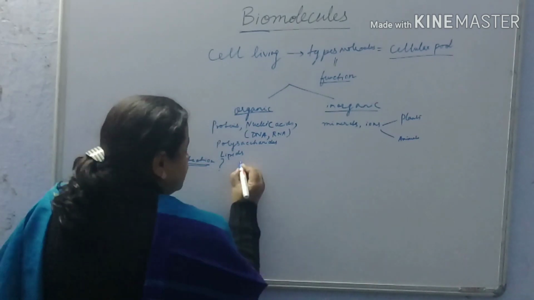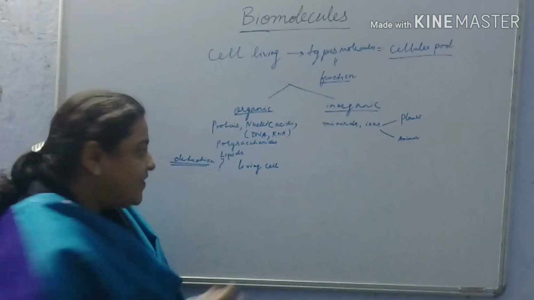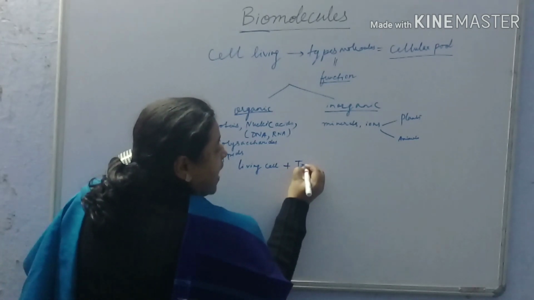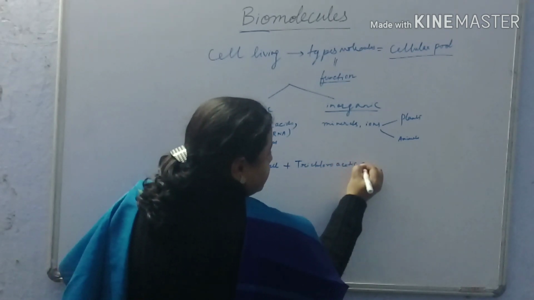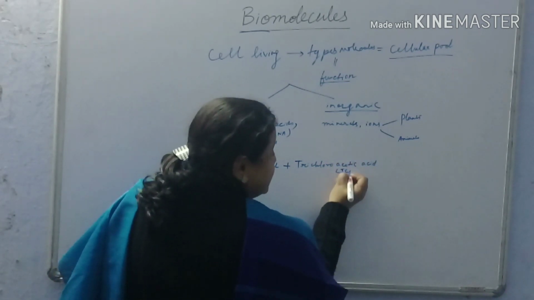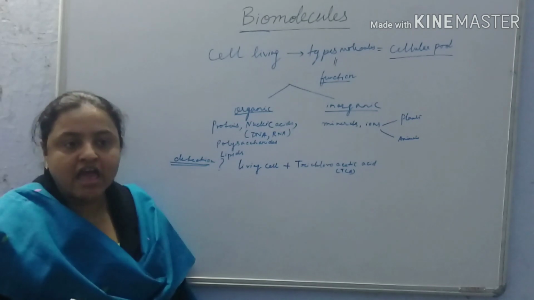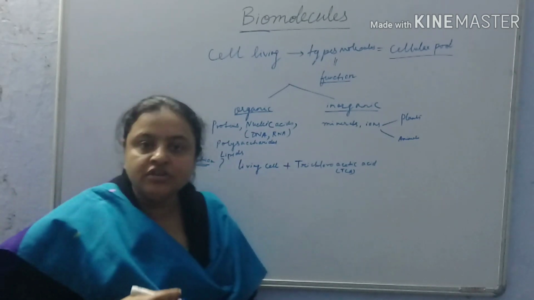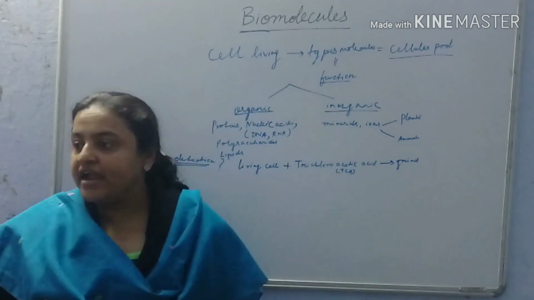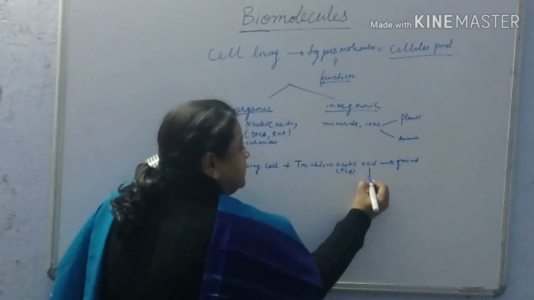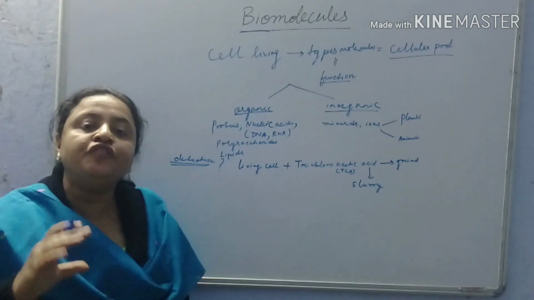So for this, what you do, you take a living cell. Okay, to this living cell you add trichloroacetic acid, which is commonly known as TCA. Okay, so you take the living cell, you take trichloroacetic acid, and you use a mortar and a pestle to grind them. You grind the cell. So after you grind the cell, what do you get? You get a slurry. So you take the slurry and you filter it out.